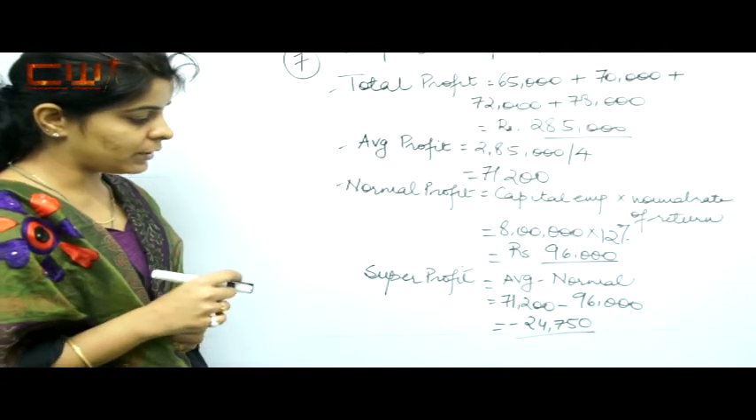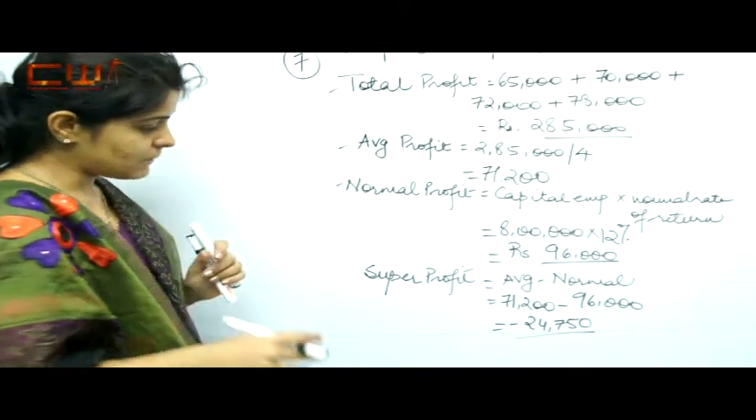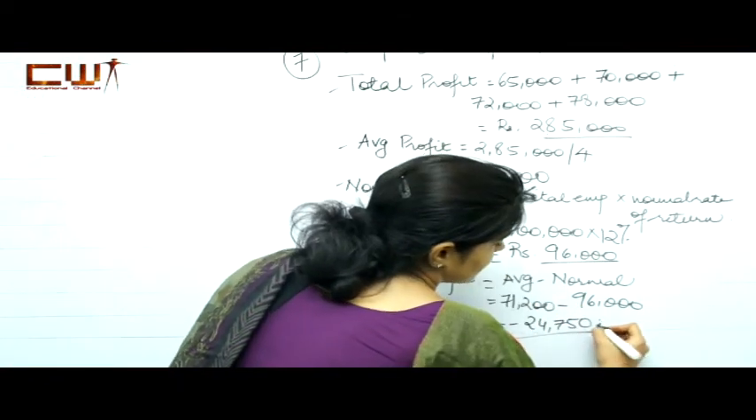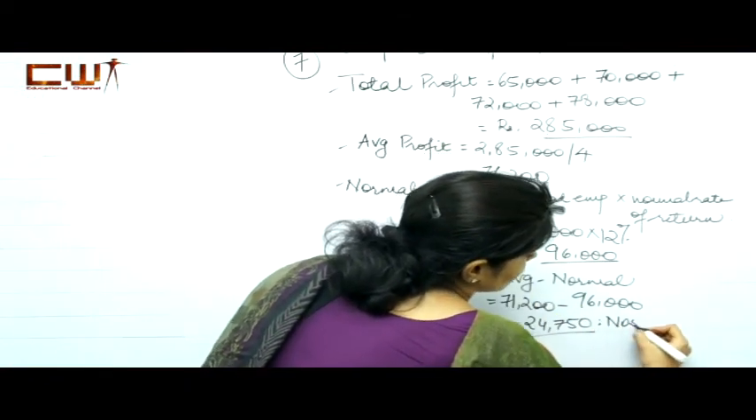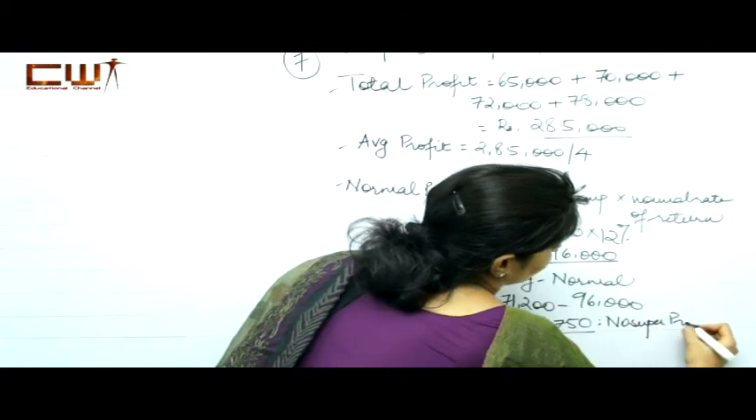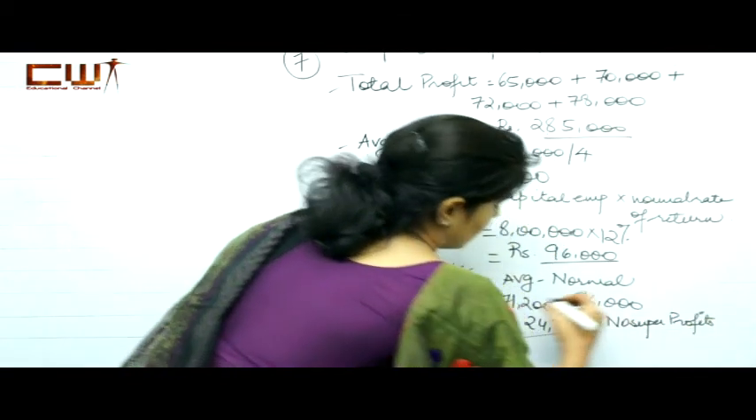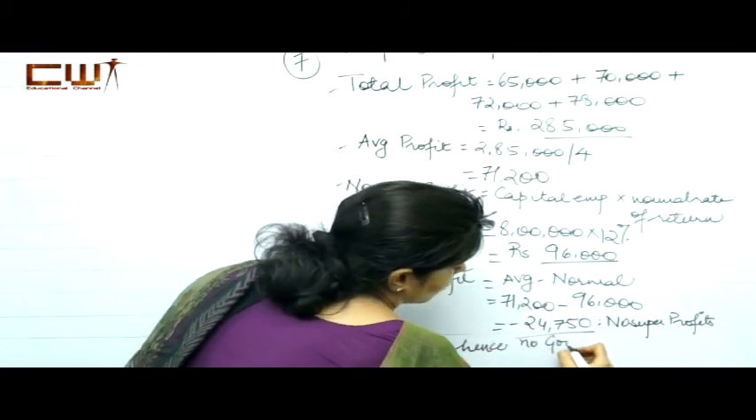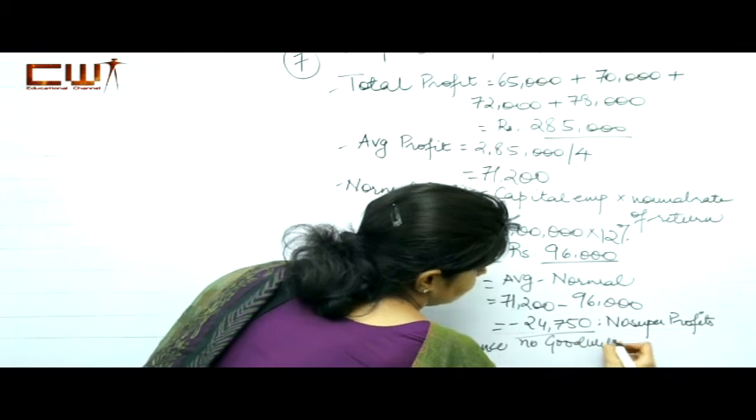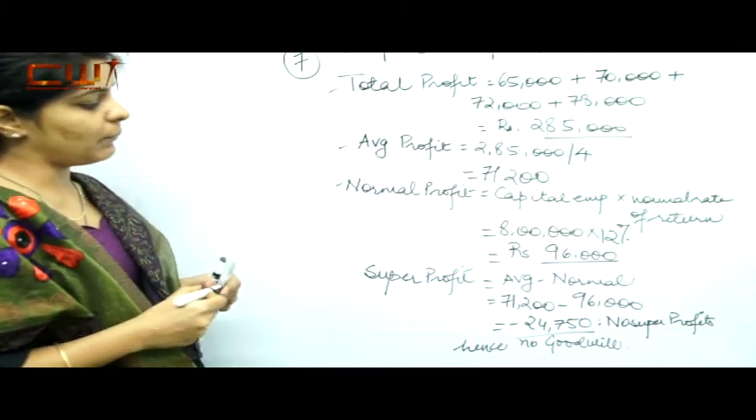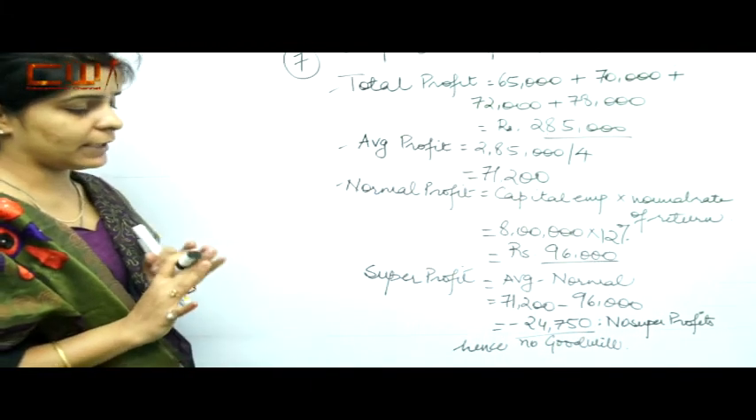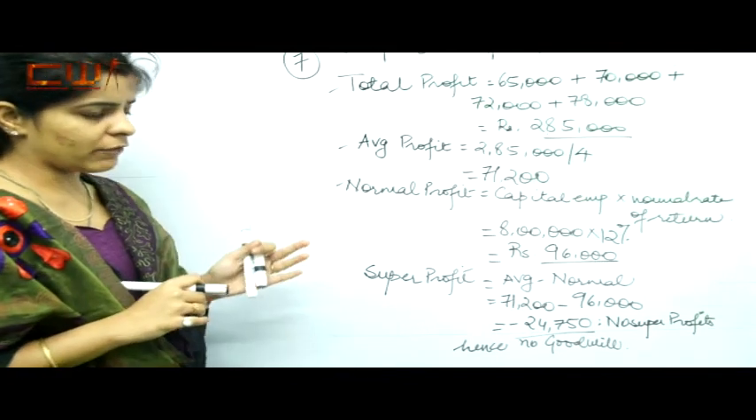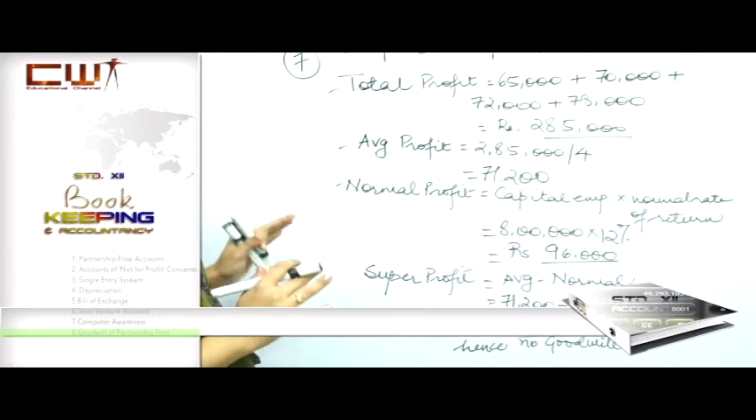So what you will do here is you abandon the question. There is no super profit. After writing this, write no super profits, hence no goodwill. This is one and the only problem when you are calculating no goodwill. That is, goodwill is nil. No goodwill, or you write nil, goodwill is nil.